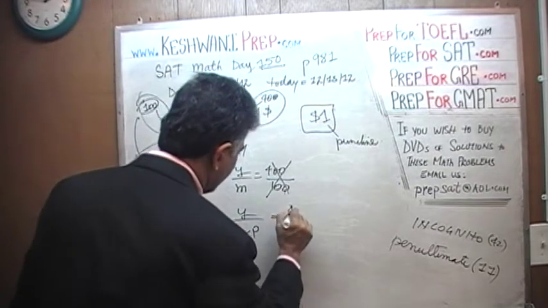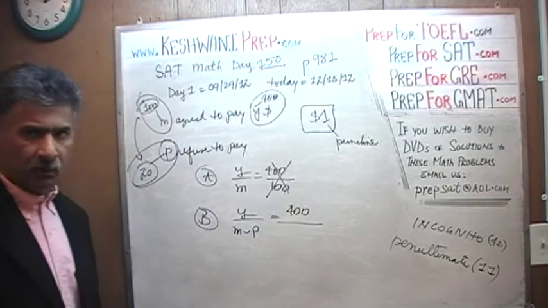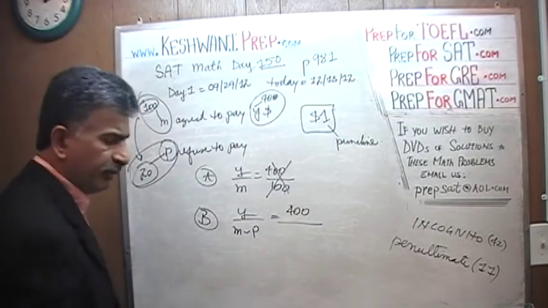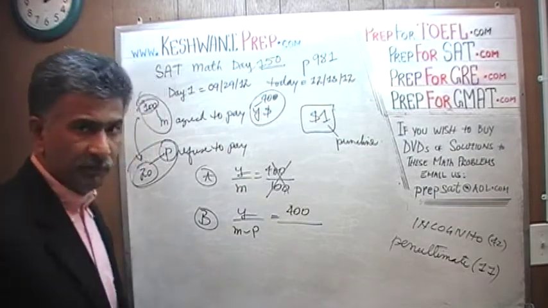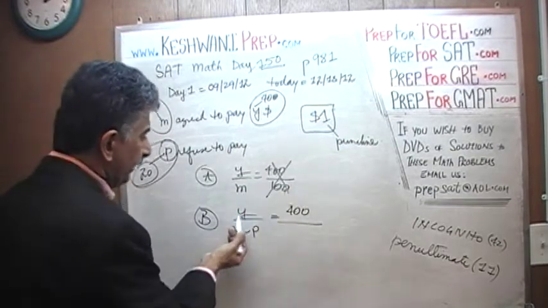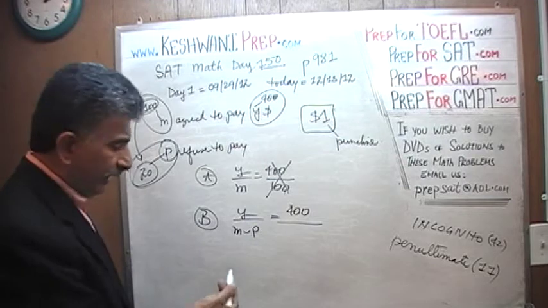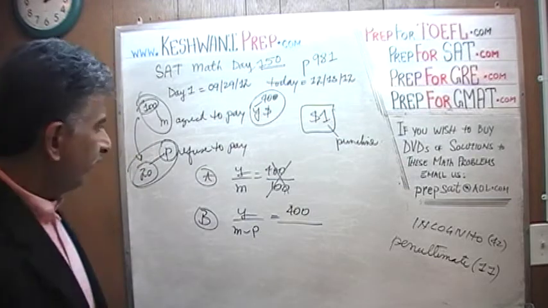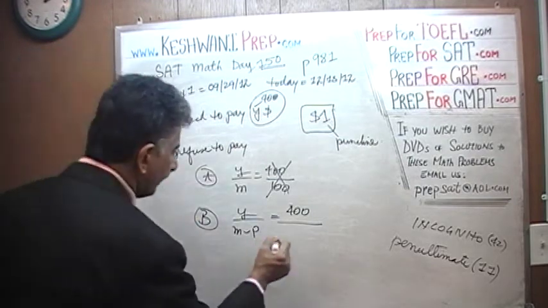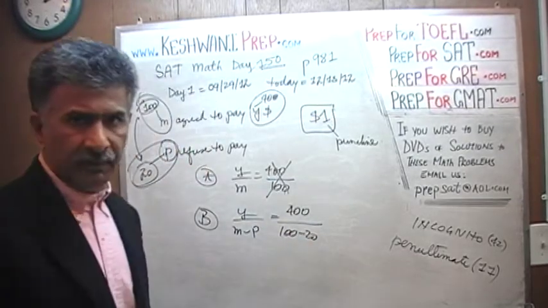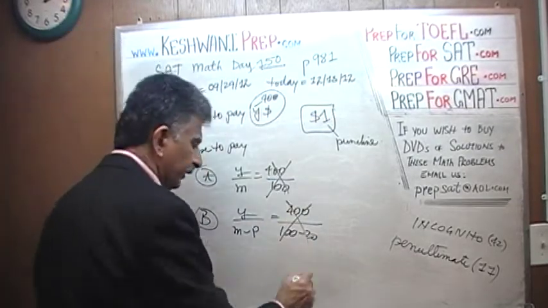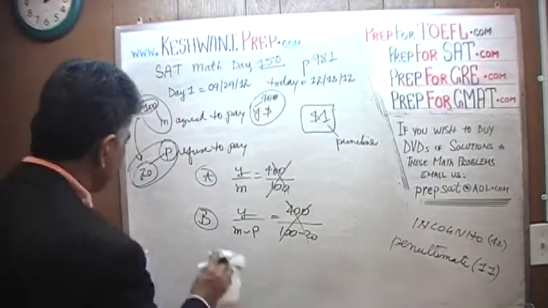B says Y over M minus P. Well, Y is 400 and M minus P, I don't know what it is, but it's not going to work out to be 400. Had it been a real exam, I wouldn't waste my time here because I know it's not going to work out to be 1. For it to work out to be 1, the bottom has to equal the top. M minus P is not going to be 400. I know for a fact. M is 100 and P is 20. So as you can see, 400 divided by 80 is not 1. Answer is not B. Let's move on then.